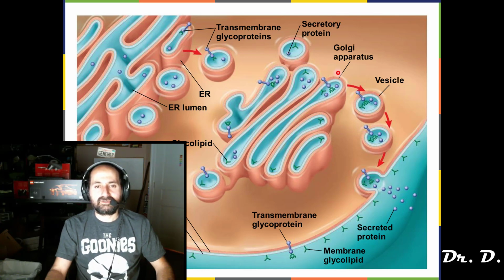Then the Golgi apparatus at the trans face will start to pinch off into a secretory vesicle. That vesicle will transport it to the plasma membrane, where the vesicle fuses with the plasma membrane, delivering the modified transmembrane protein to the plasma membrane. That's how the transmembrane protein got there.